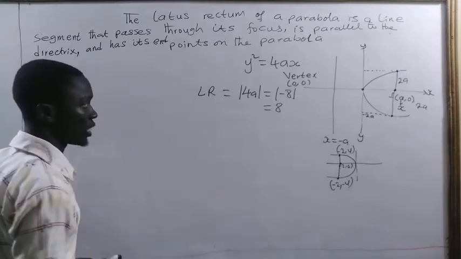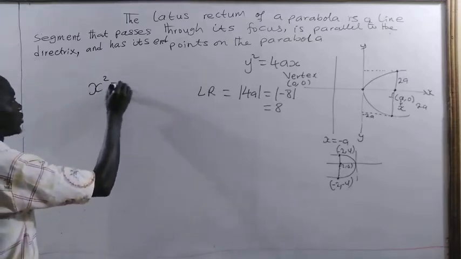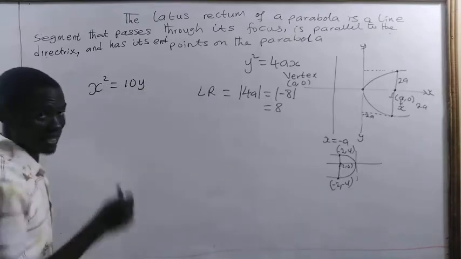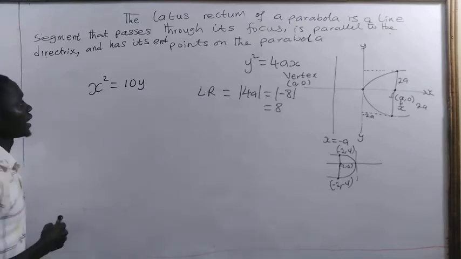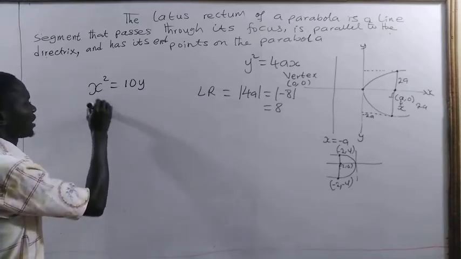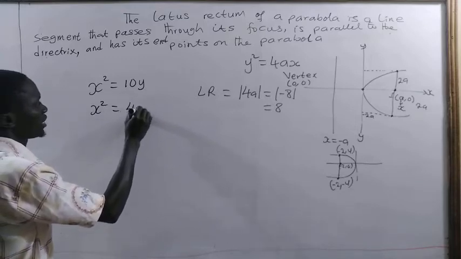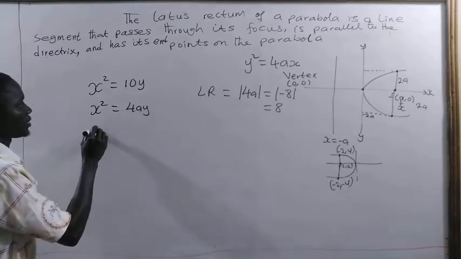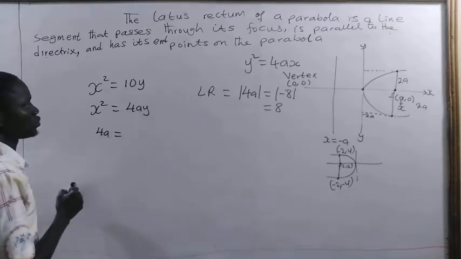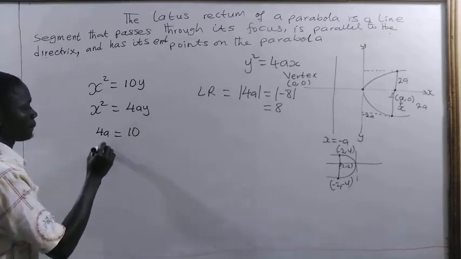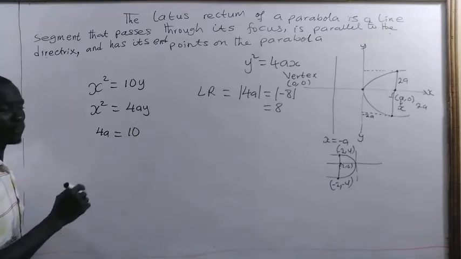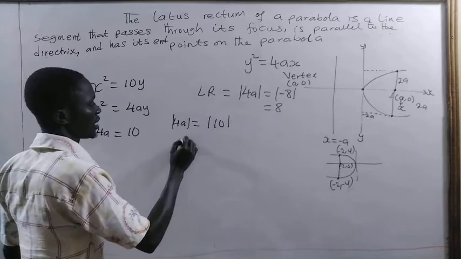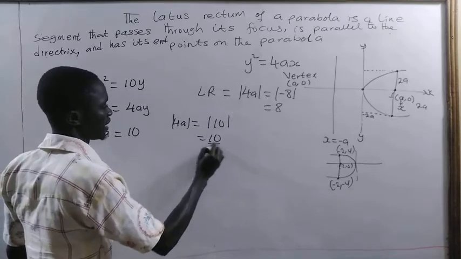Now, what about this one? If I have x squared equal to 10y, how do I determine the latus rectum? For this one, we write it as x squared equal to 4ay, which means that 4a is equal to 10. So here, if I want the length of the latus rectum, the modulus of 4a is equal to the modulus of 10, and I have this to be equal to 10. So this is the length of the latus rectum.